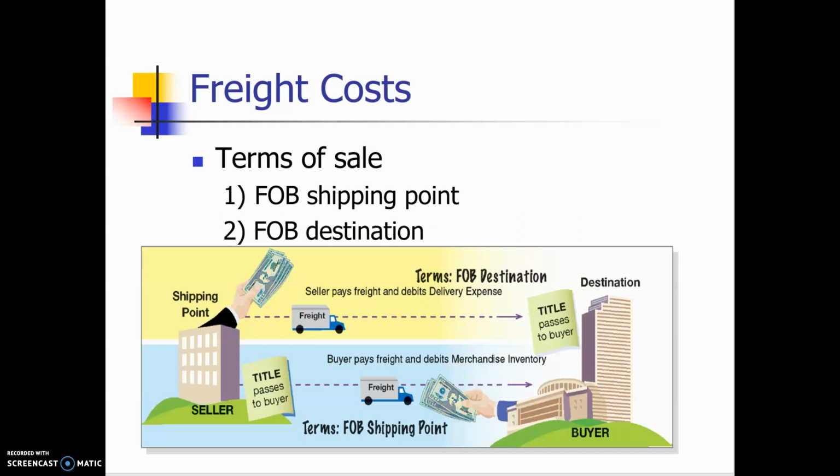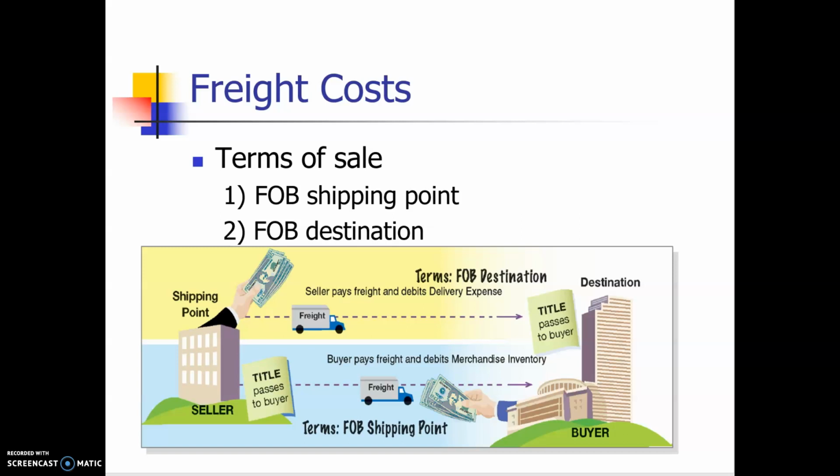So if it's FOB shipping point, the sale is final as soon as the goods are placed at the shipping point. As soon as the goods are brought to the transportation company, the sale is final, and now the buyer owns the goods. So if the buyer owns the goods on the truck, then the buyer has to pay the shipping charges. FOB destination says the sale is not final until the goods reach their destination, so not until they reach the buyer's location.